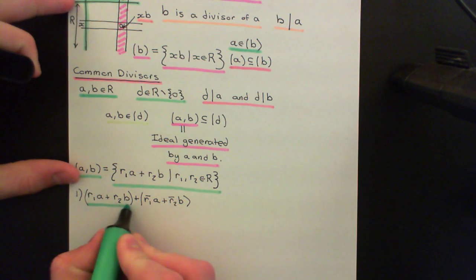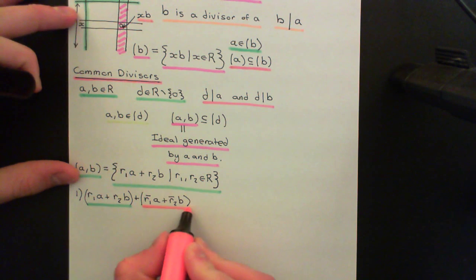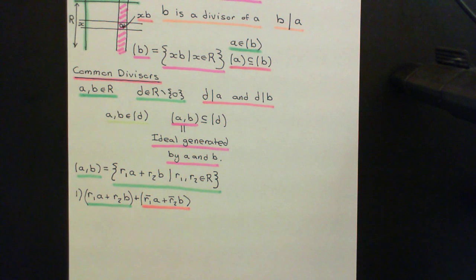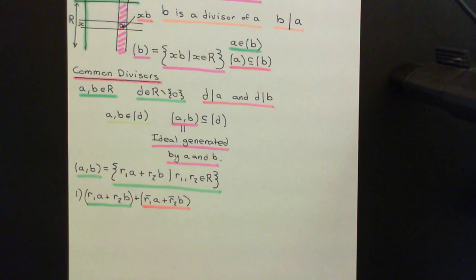Okay, so I've taken one arbitrary element of this subset, and I've taken another arbitrary element of this subset, and I want to prove that if I add them together, I get something else that's in this subset. Now of course this addition is defined, because in the larger ring it's defined. I just have to make sure that when I add these together, I don't get something that's outside of this subset in the ring capital R. Okay, so how can I do this?